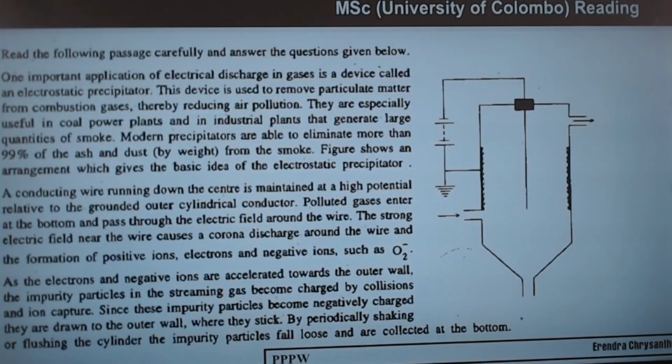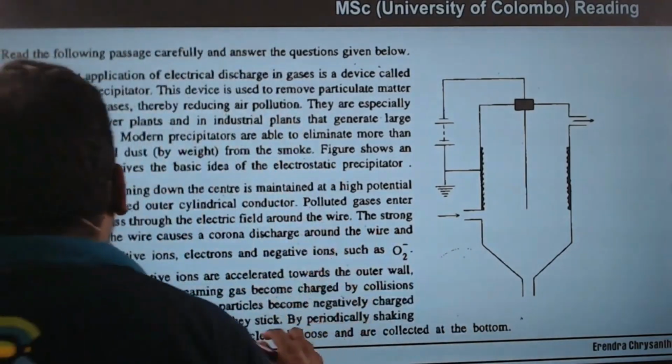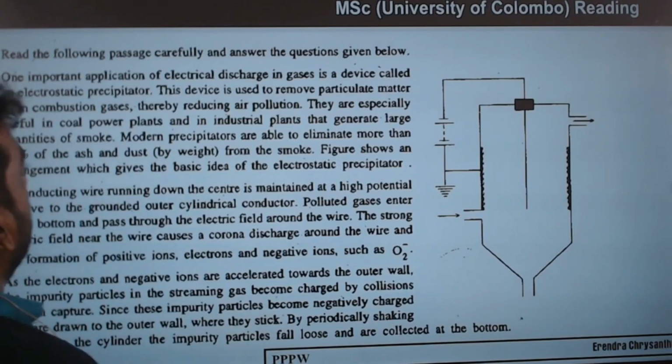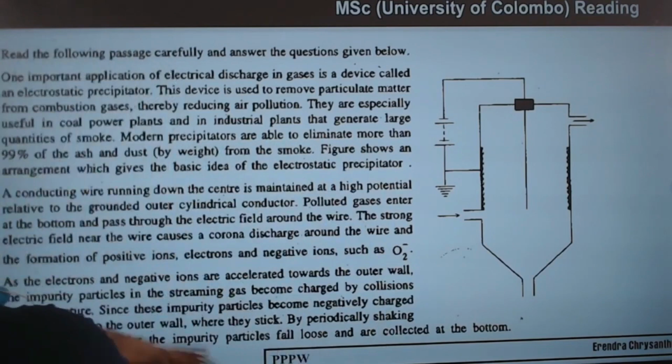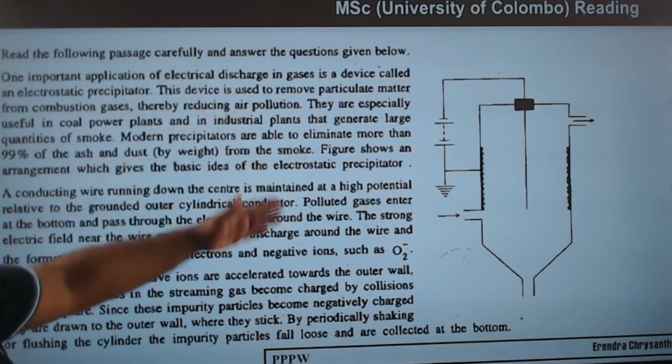Read the following passage carefully and answer the questions given. Now remember, this is based on electric fields. Now, to properly do the calculation, just like I always say, whenever there is a paragraph question, don't read the whole paragraph first. Make sure you go point by point. So, here, small idea. One important application of electric discharge in gases is called electrostatic precipitator.